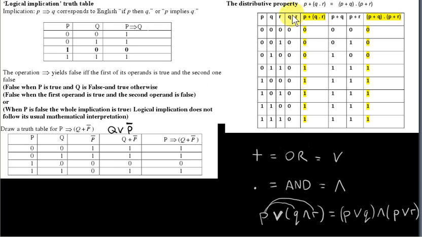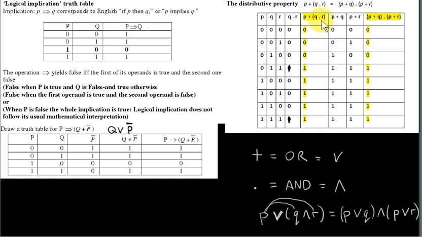So let's look at the columns for Q and R, and let's see where they both have values of 1. This should actually be a 1. And if we go down here, we see another situation where both Q and R have values of 1. So this should actually be a 1. In all other situations, Q.R, or Q and R, is 0. So it's only true when both propositions are true.